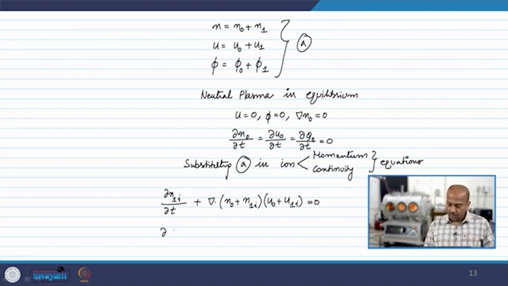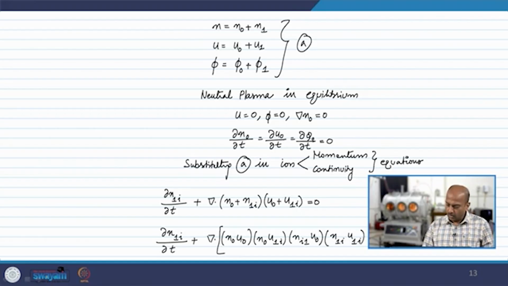Okay. If we expand it, we will write dou N1i by dou t, where I have already made one term 0 before I write this, plus del dot of N0 U0, plus N0 U1i, plus N1i U0, plus N1i U1i, is equal to 0. N1i or Ni1, both of them are the same.